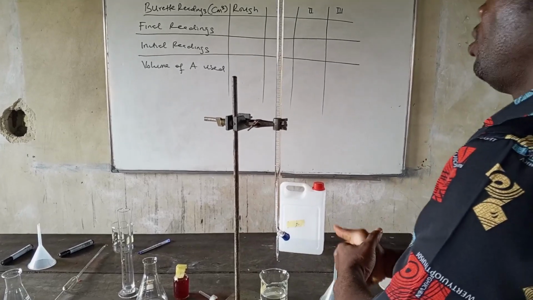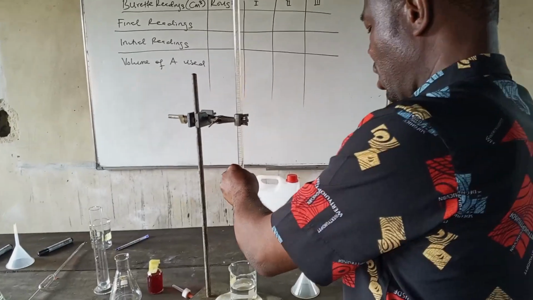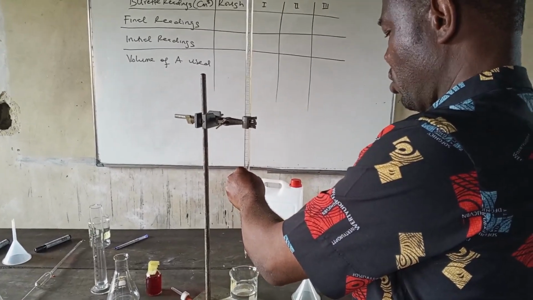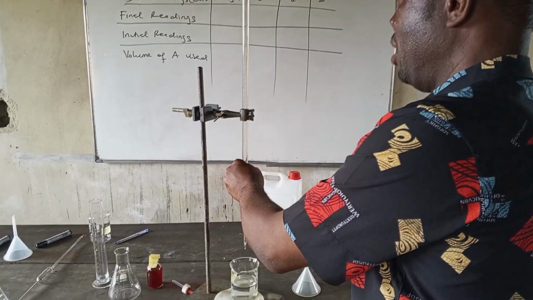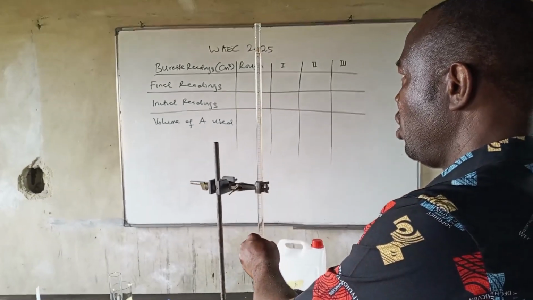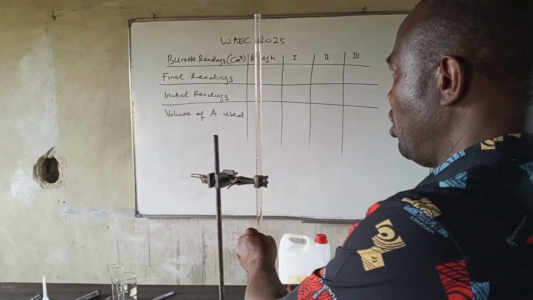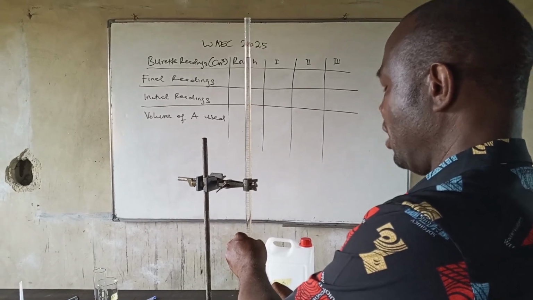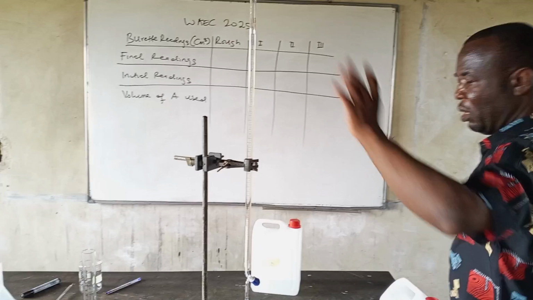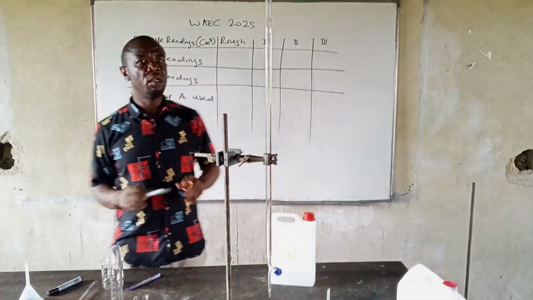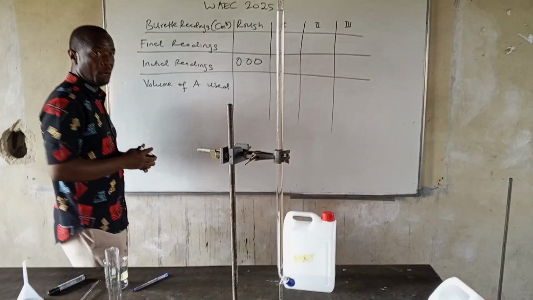So the level is above 0. Let me decrease it so that the bottom of the meniscus will be on 0. It's coming down gradually. I want to start from 0. So the bottom of the curve should sit on the 0 mark. So it's there, so I'm starting from 0. Then I'll record here initial reading, 0.00. Everything here to 2 decimal places.